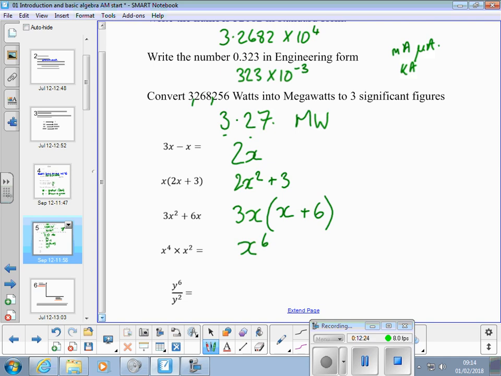It is this law of indices, and we're going to look at it in a bit more detail later today. But it's x to the 4 plus 2. For multiplication, we add the indices.